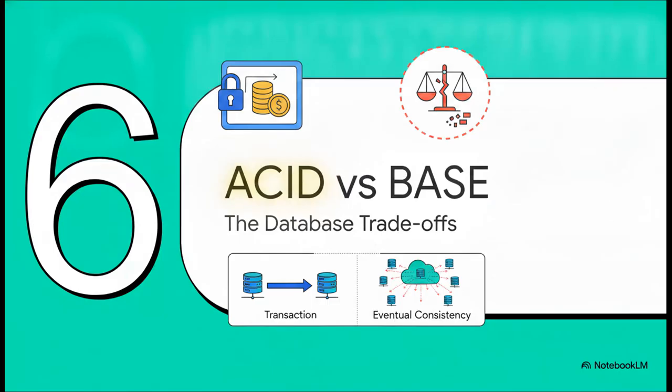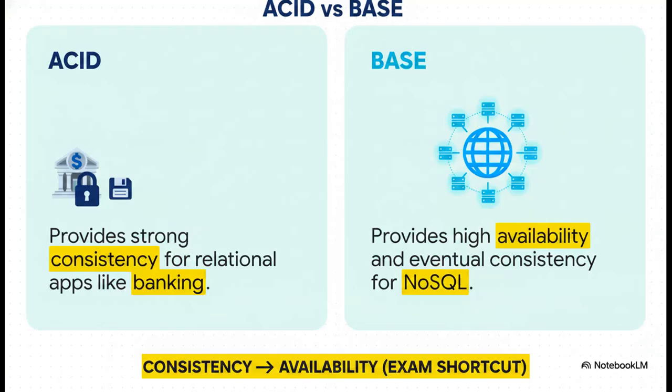Which brings us to part 6, ACID versus BASE trade-offs. And this perfectly sets up a classic system design interview question. When do we actually choose not to use ACID? Well, per the CAP theorem, systems have to trade off between consistency and availability during network partitions. ACID strongly favors strict consistency, which makes it the undisputed gold standard for relational SQL databases running heavy-duty financial or banking software. But BASE, which stands for Basically Available, Soft State, Eventual Consistency, that model highly favors availability.